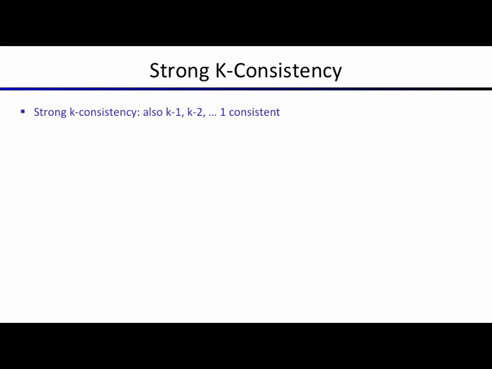Now, the even bigger gun is something called strong K consistency. Strong K consistency basically means that you have not just K consistency, but also K minus 1, K minus 2 consistency, all the way until 1 consistency. And my claim is that if you have strong N consistency, then you can solve the problem without backtracking. Why is that?